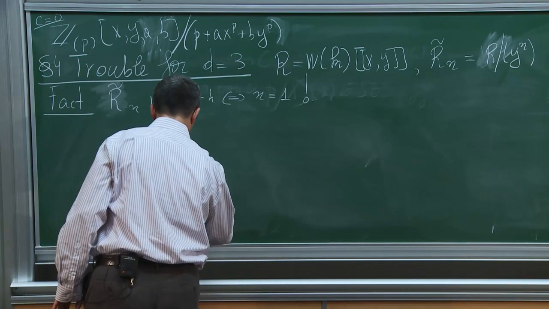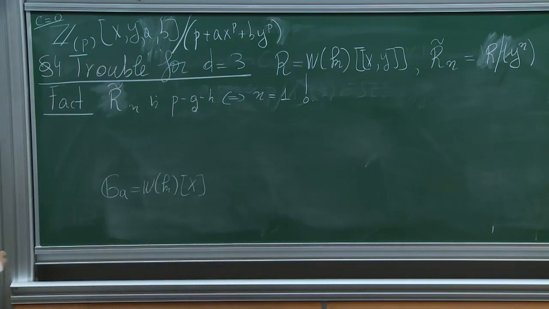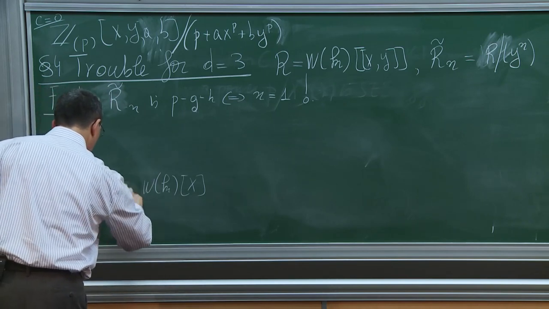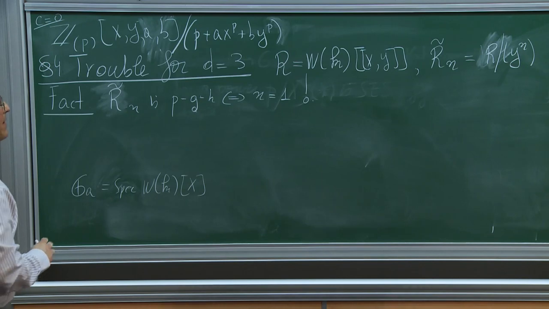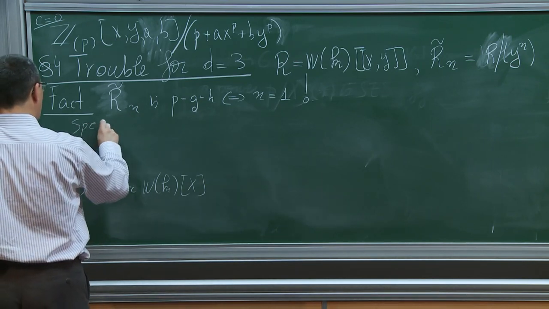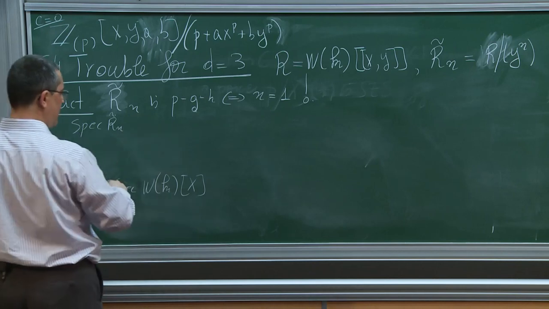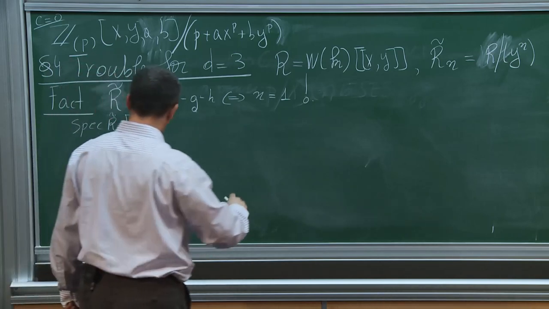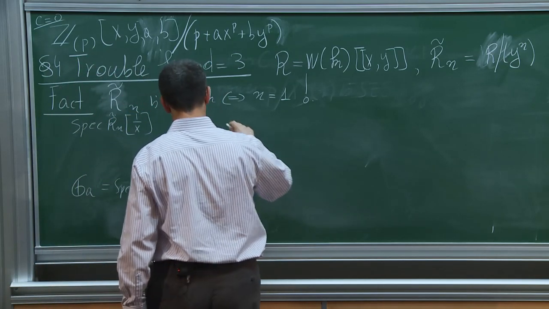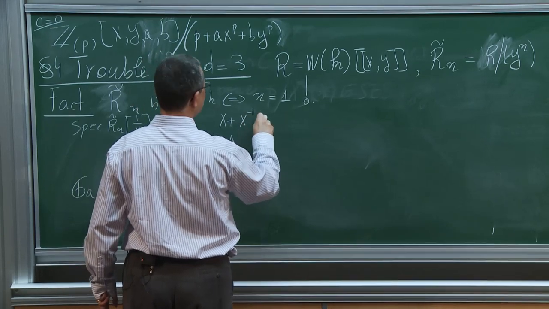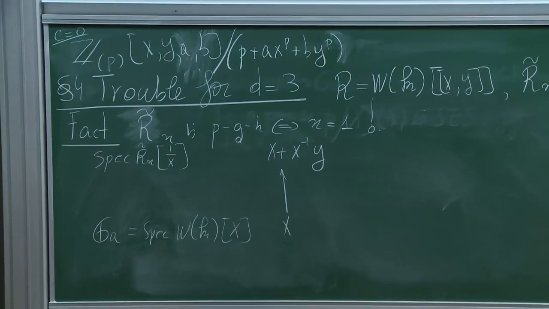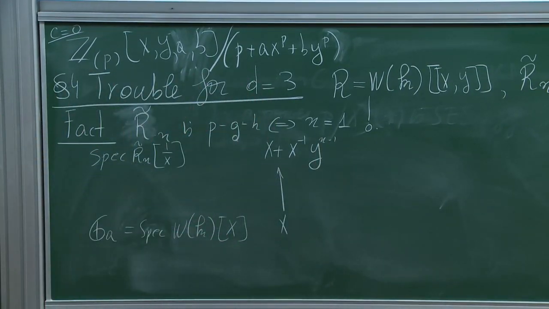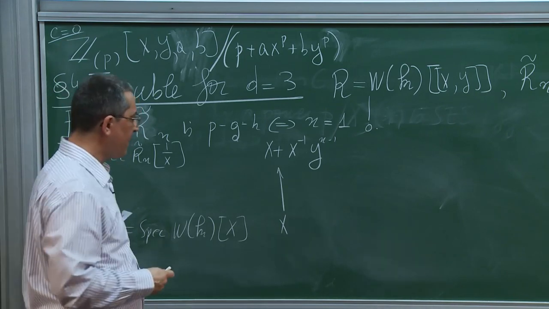Let's use x as a variable. Of course, spec of it, sorry. We can get a map from spec of R tilde n, where we invert x. And at the level of the rings, we map x into x plus x inverse times y, or y to the power n minus 1, basically the last one, which is non-zero.